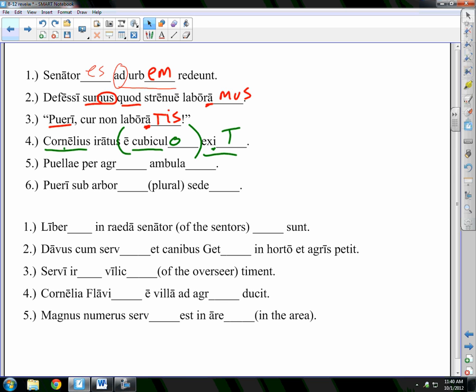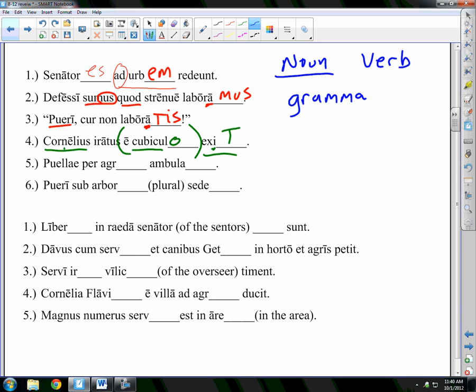Looking at number 5, the first thing that I ask myself, is it a noun or is it a verb? It's a noun, agris is a noun. Okay, the next thing I ask about a noun is how is it being used grammatically? Well, in this case, it's the object of a preposition, and we know that the case of an object of a preposition is either accusative or ablative. I look at the preposition, it is per. If I've done a good job with my prepositions, I know that per takes the accusative ending.